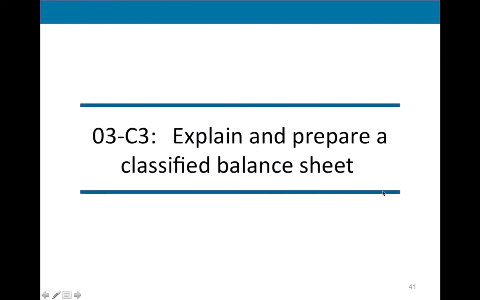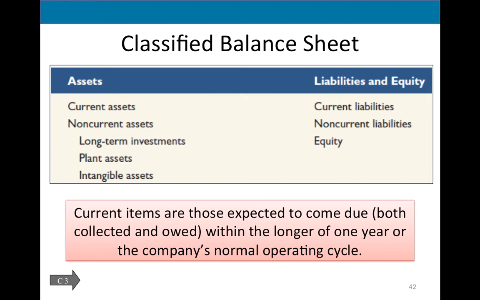Okay, a classified balance sheet. So instead of just saying assets equal liabilities plus equity, we need more groups. We're going to take our assets and divide them into two large groups, current versus long-term or non-current assets. Current assets are anything that will be used up or converted into cash within one year. Non-current assets are anything that we will be using or converting into cash in more than one year.